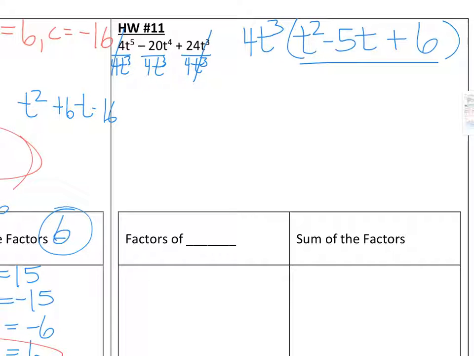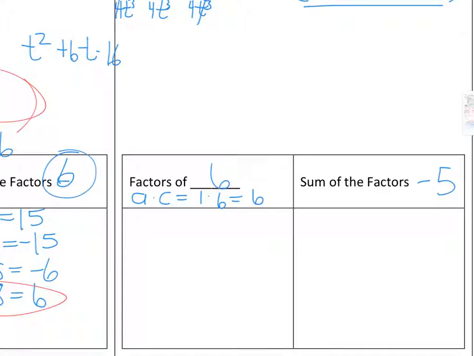Now this part is the quadratic. It has a t squared in it. So we're going to try to factor that further. So I want factors of our a times c, which in this case is 1 times 6, which is 6. The sum of the factors needs to be negative 5, the b term. So multiplication that equals positive 6 but adds to be negative 5. The only way you can get a positive when you multiply and a negative when you add is for both of your multiplication factors to be negative.